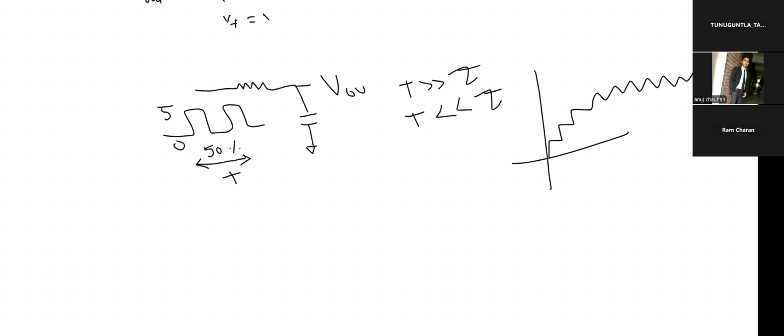I think if T is greater than tau, right now I cannot think which case that should be. Yeah, I am thinking that one. T is greater than tau. Yeah, I think in this case T is less than tau. Yes, T less than tau is the right case. In this case, the output waveform will come like this.